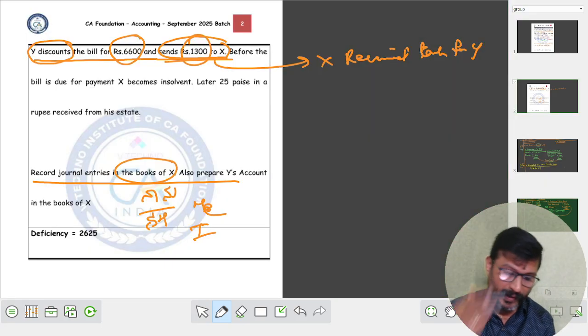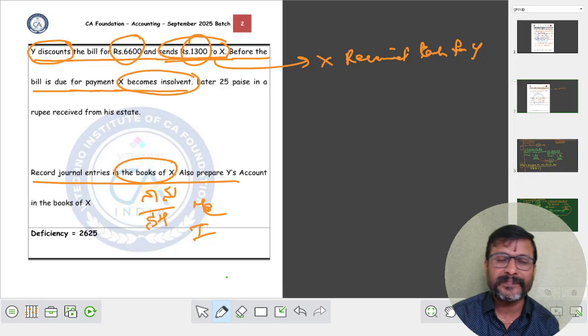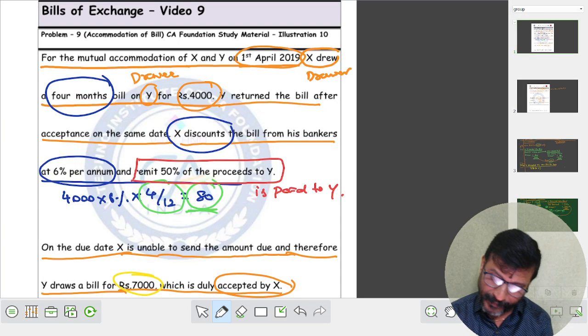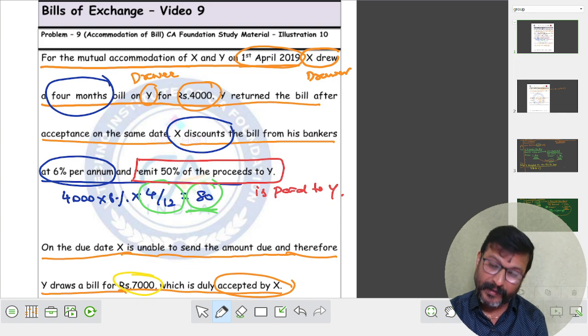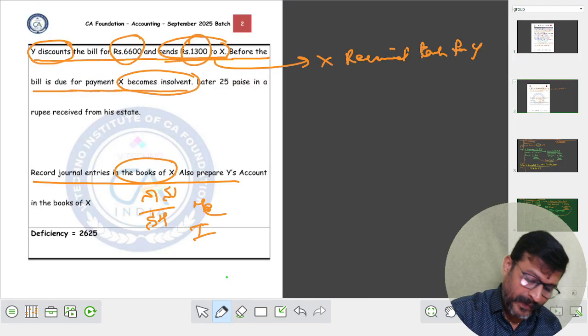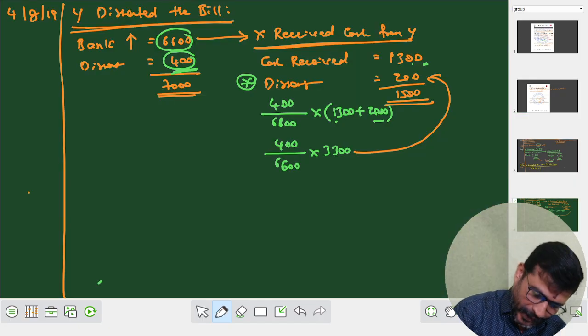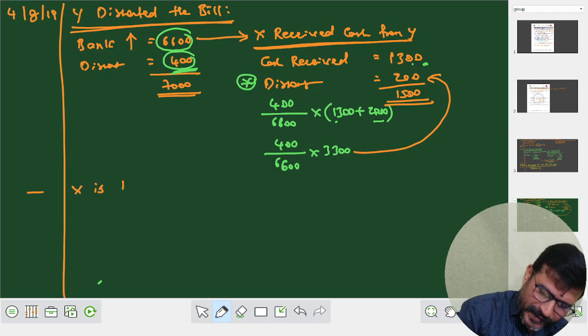What happened? Before the due date of the bill, X becomes insolvent. Who is insolvent? X becomes insolvent. Do we have any date? Unable to send the amount, therefore he accepted. Okay, date is not given. Here also date is not given. Put a dash. X is insolvent.